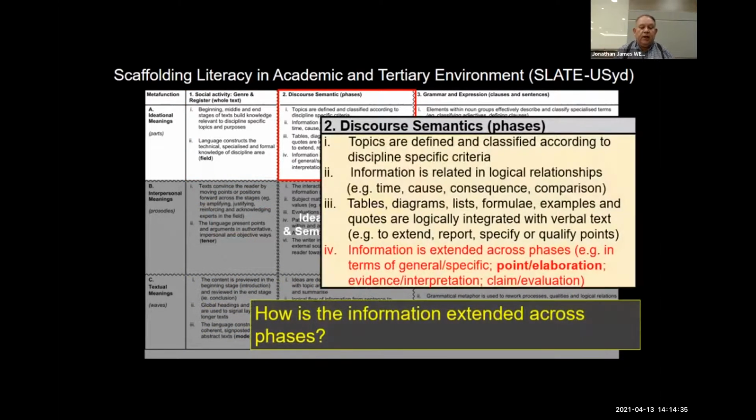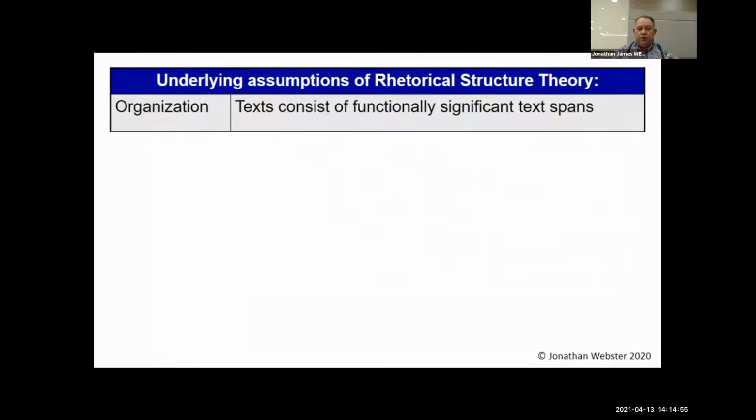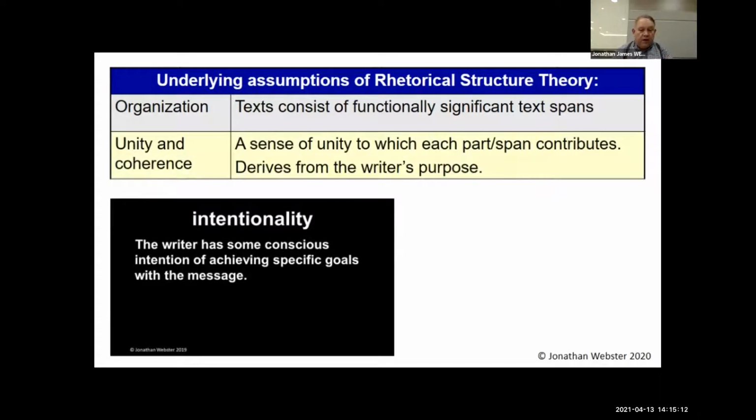There's also, in terms of the way the information is phased, how the information within your text occurs as phases across the text. Now that comes to what we've been talking about before as the architecture of the text, how the text becomes coherent, that a text consists of functionally significant parts. There is a unity to the parts and it derives from the writer's intention.